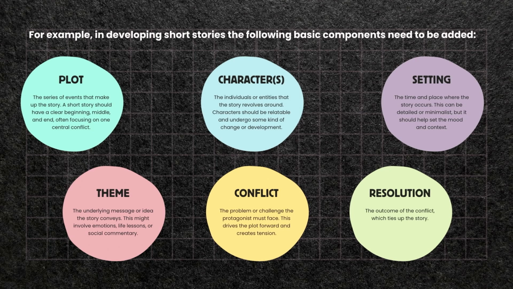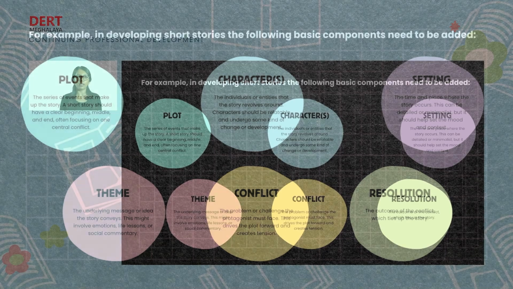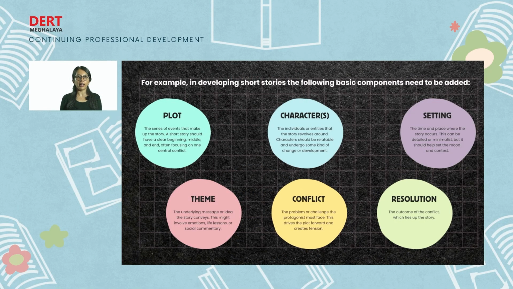Setting. The time and place where the story occurs. Theme. The underlying message or idea. Conflict. The problem or challenge the protagonist must face. Resolution. The outcome of the conflict. Discussing these elements in class helps students understand how to organize their thoughts and communicate clearly in writing, which also translates into better speaking skills.